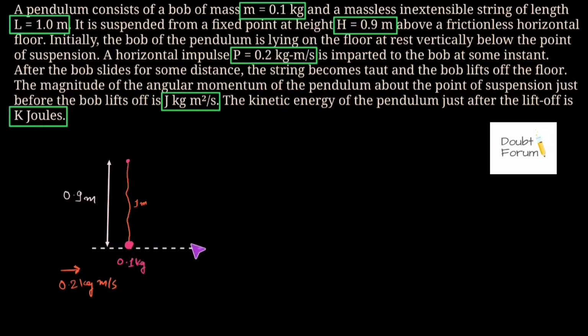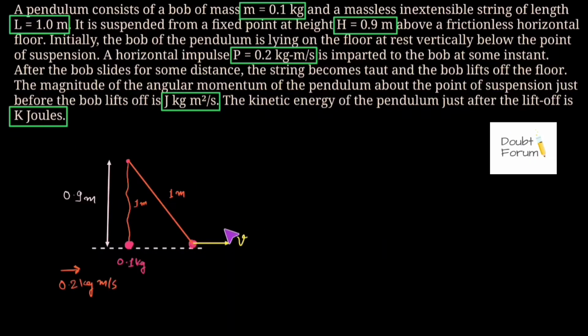So after some time, let's consider that this bob has reached this point. And now at this point, the string has become taut. So as we can see, initially this string was not taut, but the moment it reaches this point, this string has become taut. So when this string has become taut, this length would be 1 meter. And because of this impulse, this bob would have achieved some velocity. So let's say it has achieved a certain velocity and its magnitude is v meter per second.